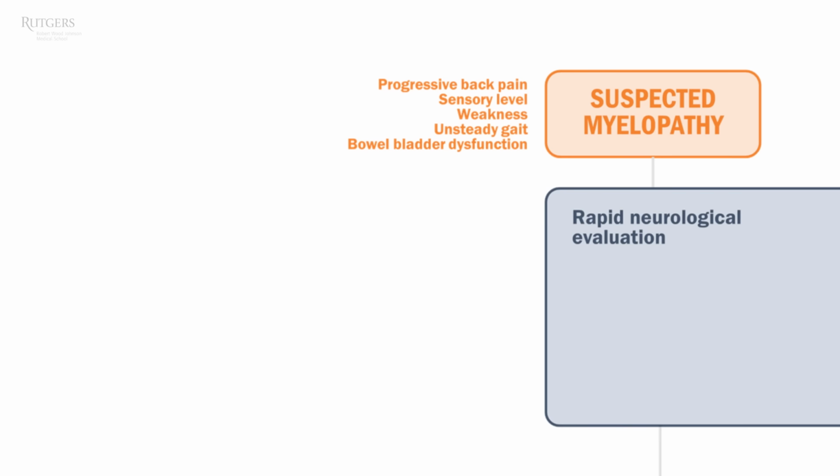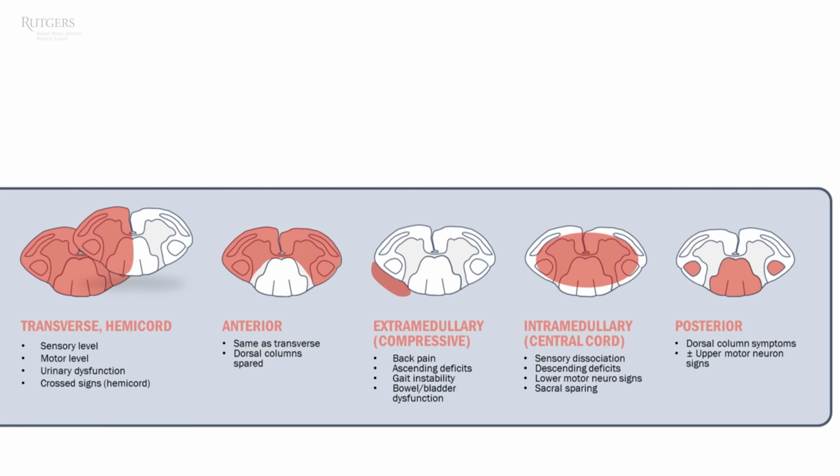Well, those spinal cord syndromes we discussed: transverse pattern, where a patient loses all faculties below the level of the lesion; hemicord pattern, where weakness and vibration and proprioception loss is ipsilateral and pain and temperature loss is contralateral; anterior cord pattern, where all is lost but vibration and proprioception; central cord pattern, where sensory dissociation is prominent and sacrum is spared until the end; and posterior, or often posterolateral syndrome, where dorsal columns and corticospinal tract can be affected.